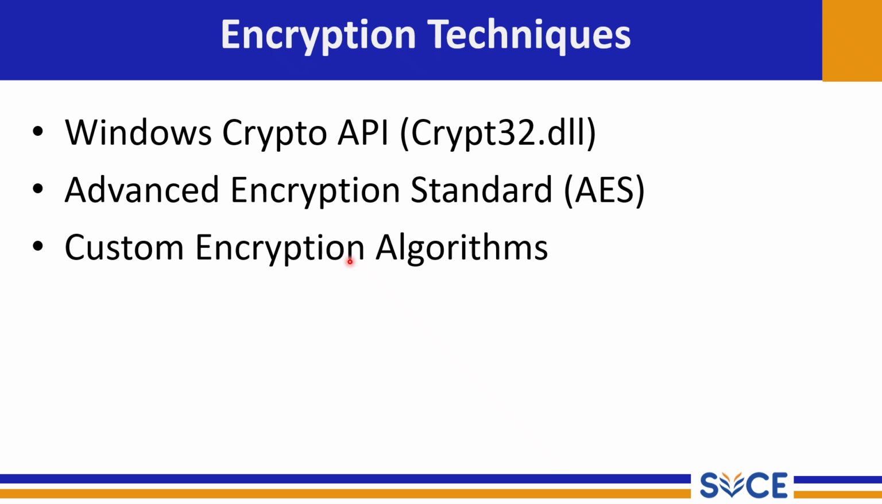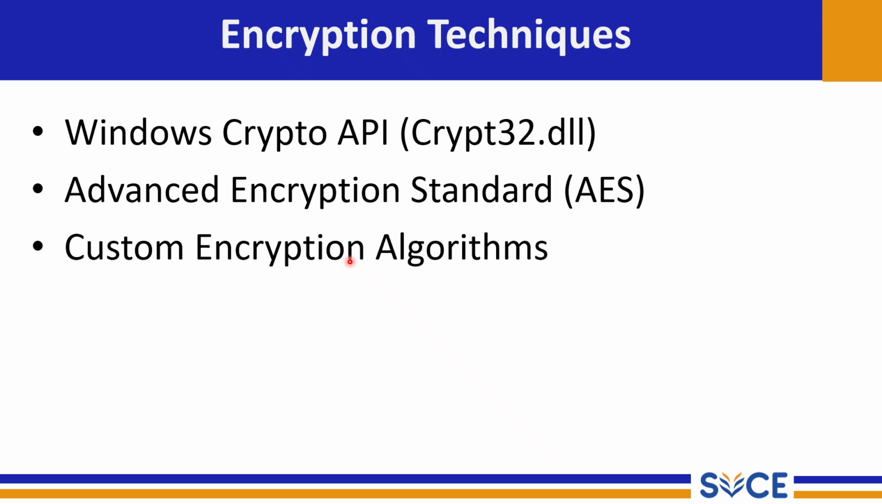BCryptOpenAlgorithmProvider, BCryptGenerateSymmetricKey, BCryptEncrypt, BCryptDecrypt. These are the functions that are part of the CNG, that is the Cryptography Next Generation API, and it provides a more modern interface for cryptographic operations, including AES.